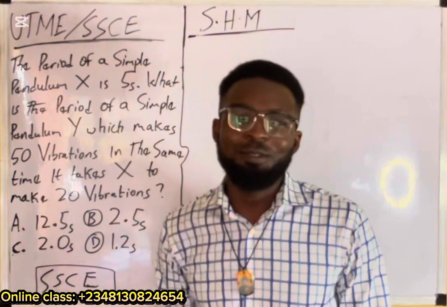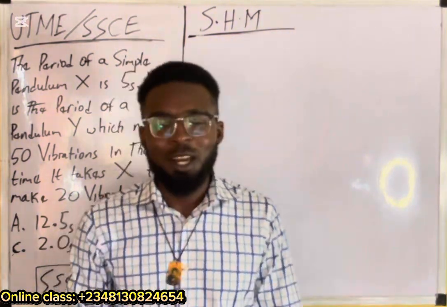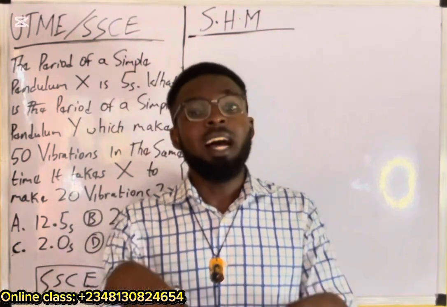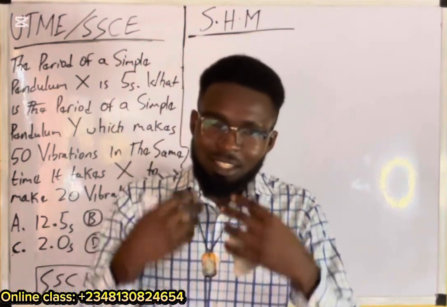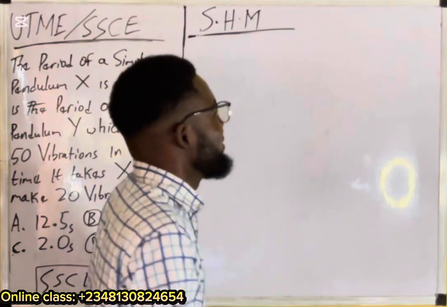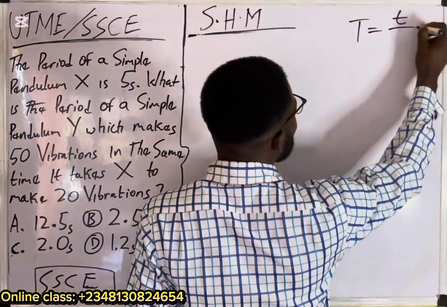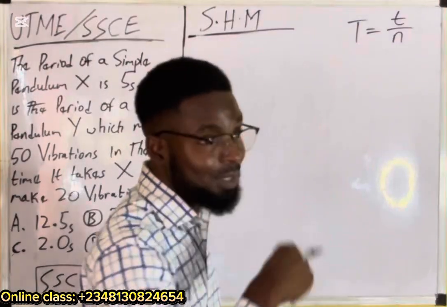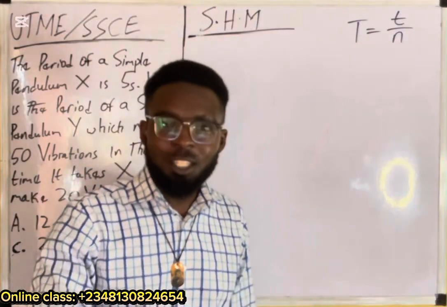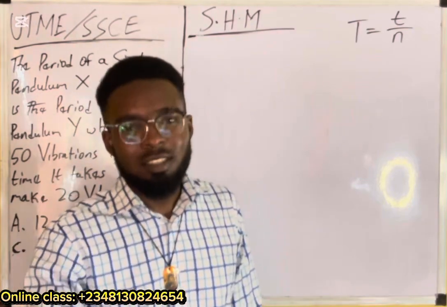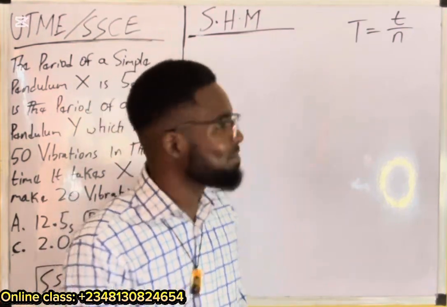It is very simple. First of all, what is period? We have discussed this countless times in our previous videos. Those of you that are seeing period, you also understand what I'm talking about. No big deal. So period is equal to what? Time taken over number of oscillations, time taken over number of vibrations, time taken over number of cycles, as the case may be.